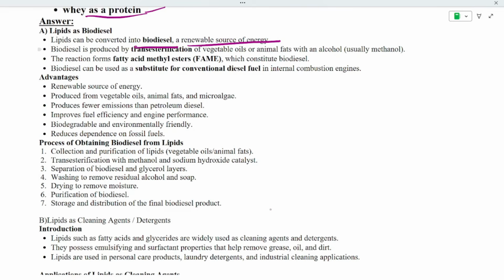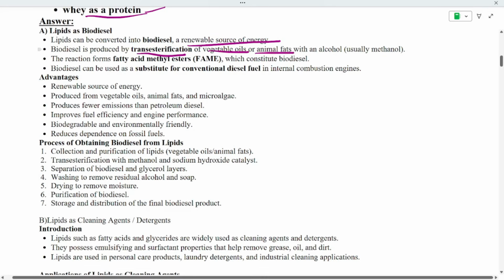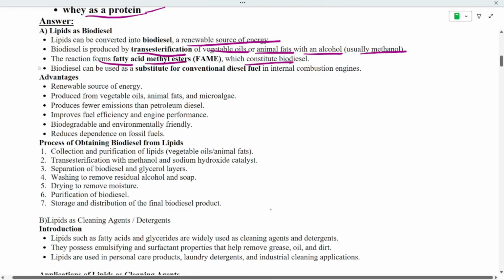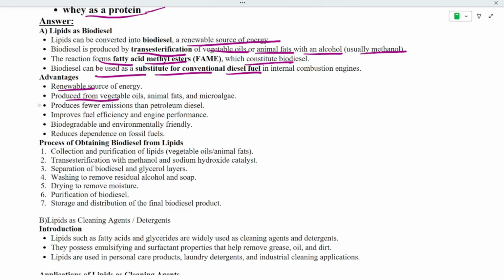Biodiesel is produced by transesterification of vegetable oil or animal fat with an alcohol, usually methanol. Next, the reaction forms fatty acid methyl esters, which constitute the biodiesel. Biodiesel can be used as a substitute for conventional diesel fuel. The advantages: it is renewable, it can be produced from vegetable oil, animal fat and microalgae, and it produces fewer emissions than petroleum diesel. It improves the fuel efficiency. It is biodegradable, environment friendly, and reduces the dependence on fossil fuel.